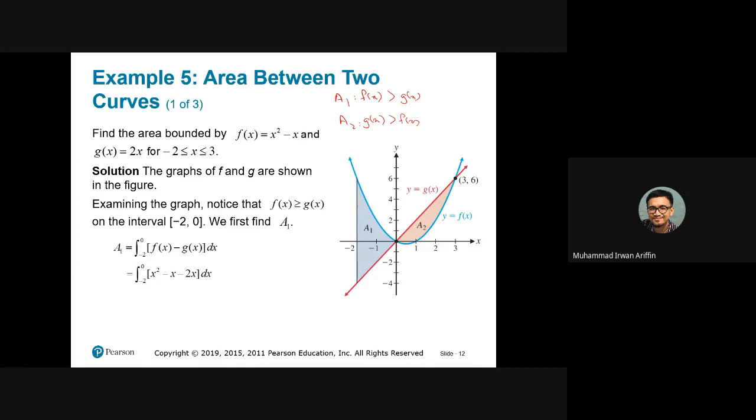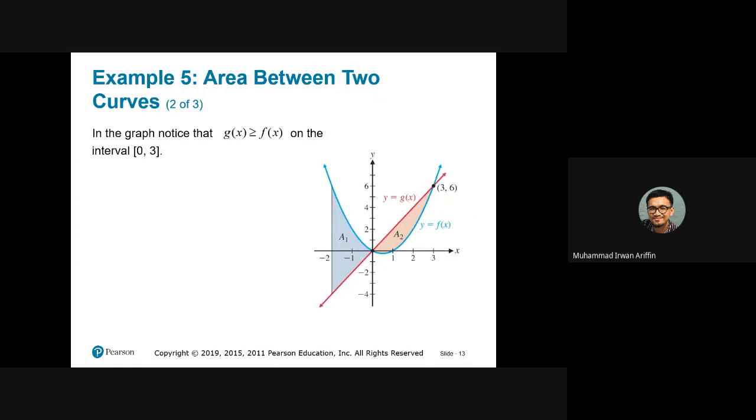First of all, we need to find A1. For A1, f(x) is above g(x), so we subtract g(x) from f(x) and evaluate it within the interval from -2 to 0, because it is only within this region that f(x) is above g(x). Once we have subtracted, we find the antiderivative: x to the power of 3 over 3 minus 3 over 2 x squared, evaluated from -2 to 0. This is our A1.